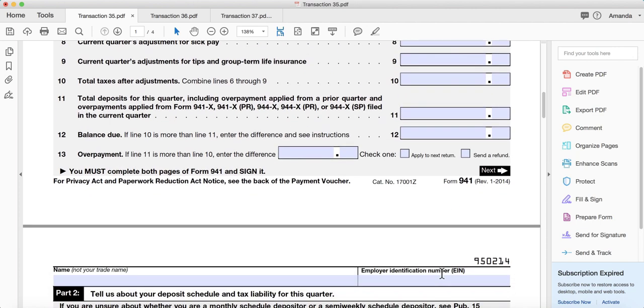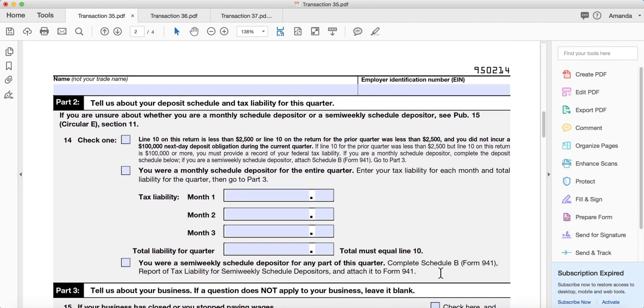There is a back page that you will need to complete. So you would have to enter in the liabilities for each month. And that can be found in the employee's earnings as well, just by taking the monthly totals. If you have any questions on this form, please let me know.